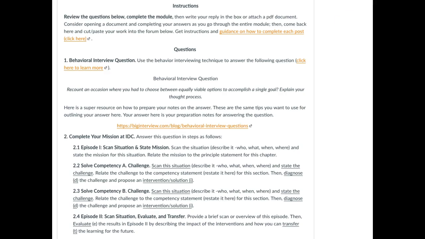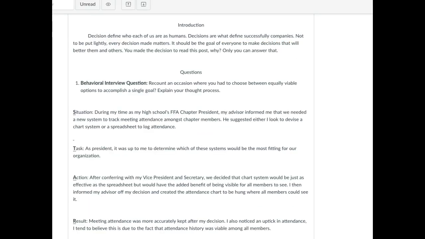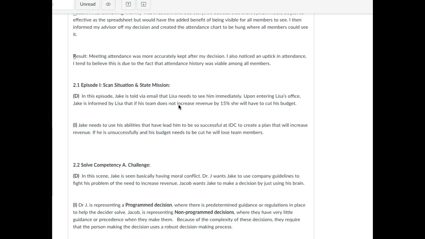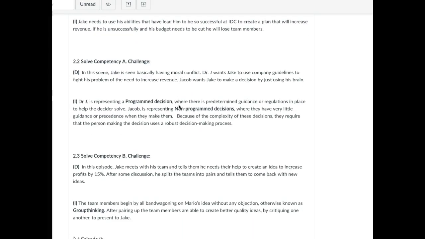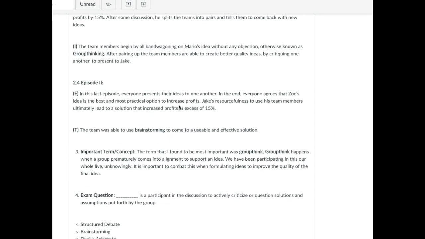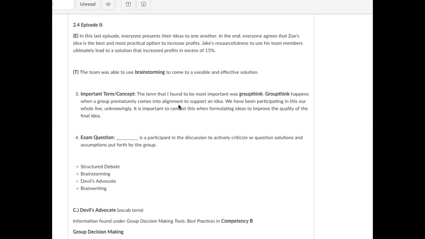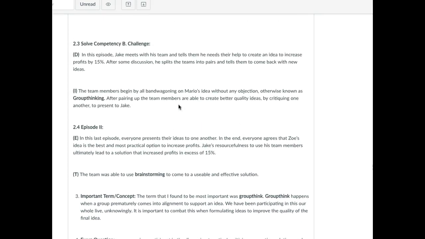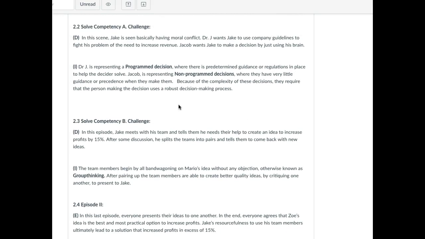Best practices this week, I'd like to start with this. This is Mitchell from Group 2. Nice job, Mitchell. You can see how he's used the format well in response to the behavioral interview question, the same way in response to the challenge. He's got everything outlined pretty well here. He's got his exam question and completed all parts. So nice job for Mitchell.